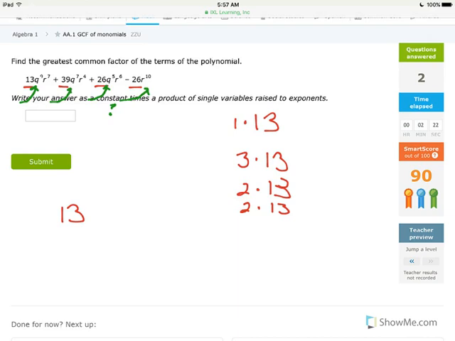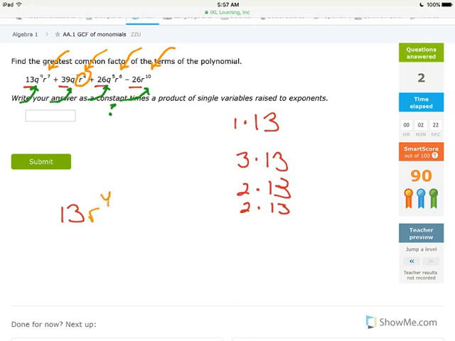And then if we look at the next type of variable, the r's, we have an r to the 7th, an r to the 4th, an r to the 6th, and an r to the 10th. So what's the largest quantity of r's that they have in common? So r to the 4th is the smallest number of r's. For example, the first one has 7 r's, but r to the 4th doesn't have 7 r's. So r to the 4th is going to be the largest quantity of r's that they have in common. So we'll call that r to the 4th.